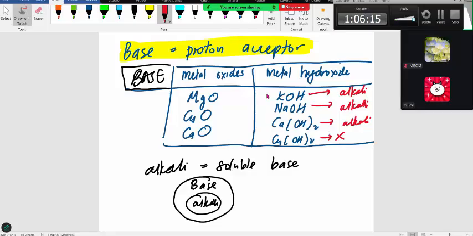How do I memorize? No need to memorize. All group 1 is alkali metal. So group 1 can form alkali. And then some of group 2. But transition metal cannot. Transition metals do not form alkali. They only form base. Can you tell the difference? Can?